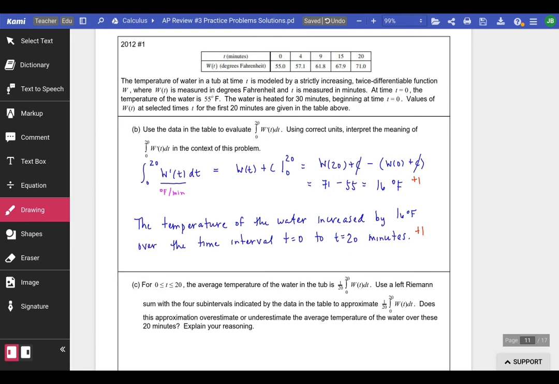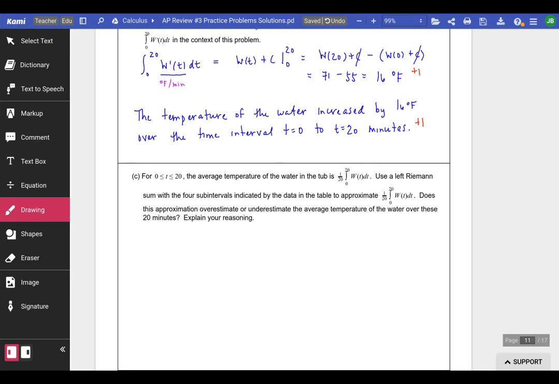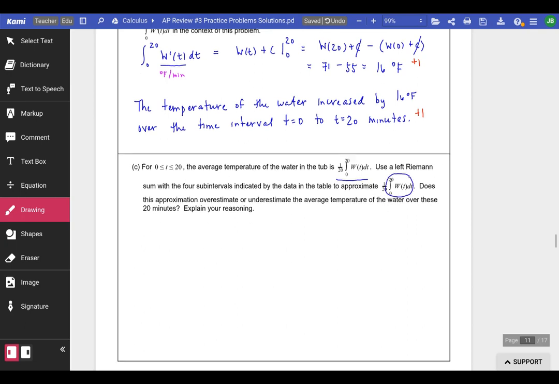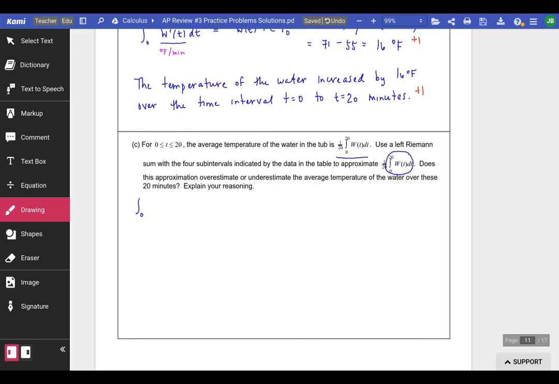All right, for the last part here, it's telling us for the interval between 0 and 20 minutes, the average temperature of the water in the tub is given by this expression. So they want us to use a left Riemann sum with the 4 subintervals in the table to approximate this integral. So we'll do that first. The left Riemann sum is just going to help us deal with this piece right here. We're not dealing with the 1 over 20 yet. So I'm going to use our Riemann sum to deal with that.